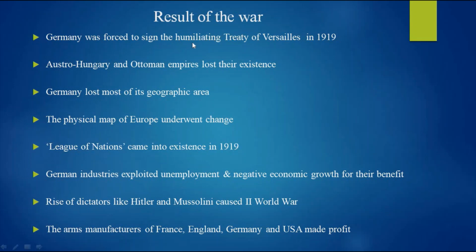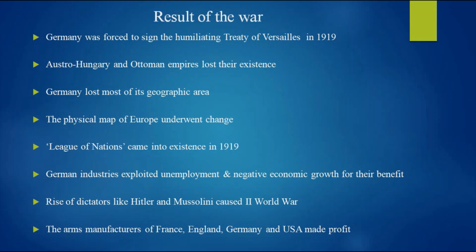Germany was forced to sign the humiliating treaty. Why is it a humiliating treaty? According to this treaty, Germany is the reason, the main leader of the opponent party, the defeated party. So Germany was divided into many parts. Economically important parts were taken by the victorious countries.